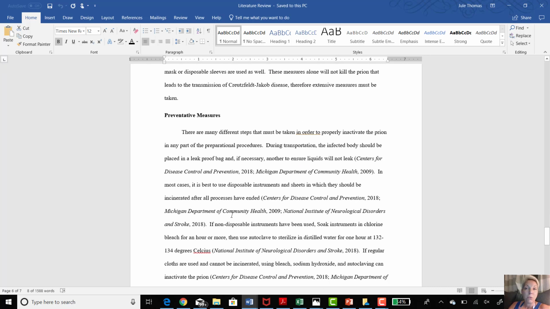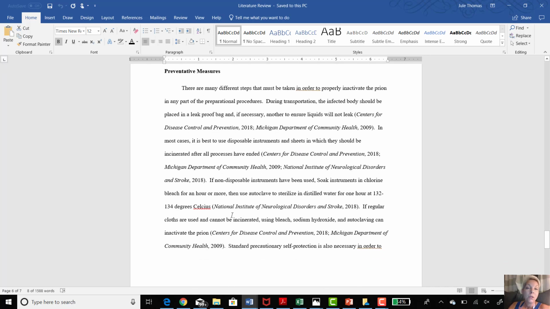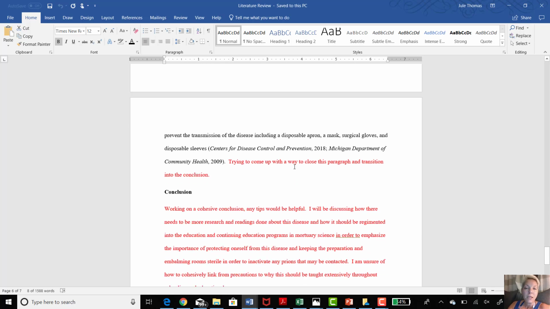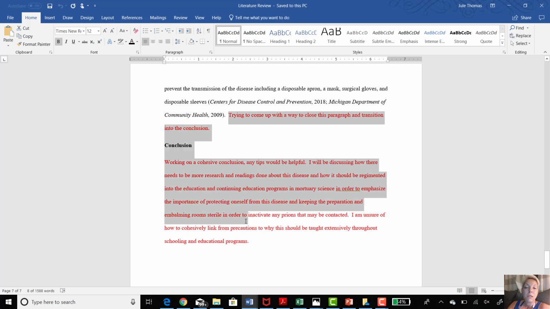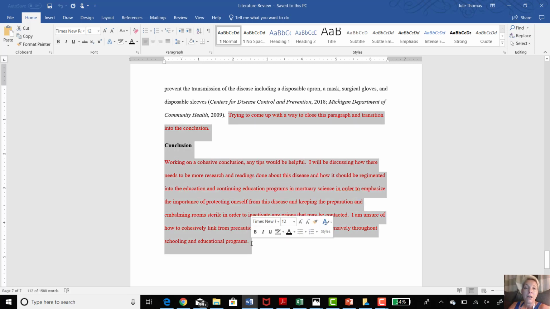Once they've established the what and the why, they go into kind of the how, where they talk about how we can prevent this disease, and then go into a discussion about their conclusion. And you'll see one of the reasons I use this example also was because the student brings in questions that they have that are still kind of trying to come up with ideas for wrapping everything up or establishing a conclusion.